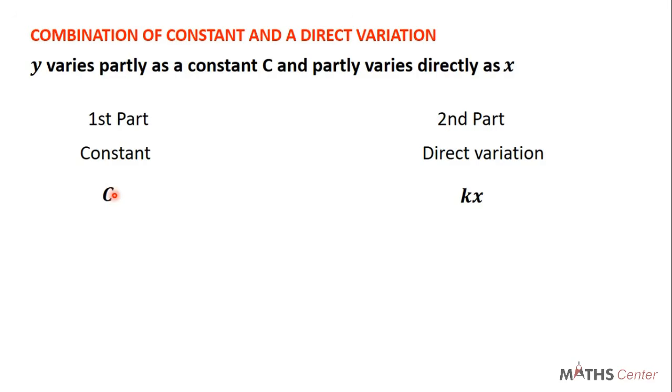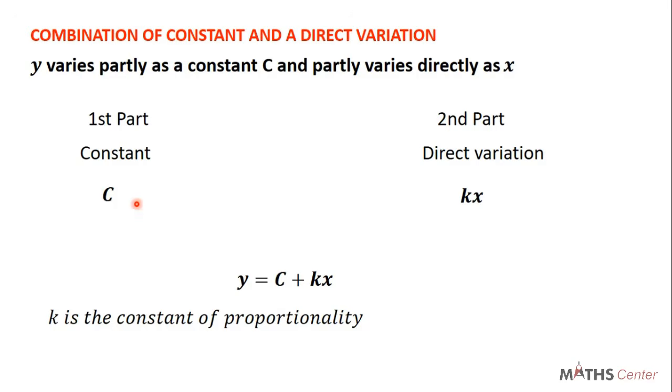Now we are going to add c to kx, because previously we saw that Kofi's salary is equal to the constant plus the allowance. In this case, the direct variation is giving us the allowance. So y is equal to the constant, which is c, plus the variation part, which is kx, where k is the constant of proportionality. So if y varies partly as the constant c and partly directly as x, that means y is equal to c plus kx, where k is the constant of proportionality.